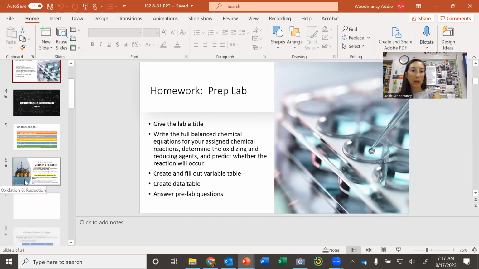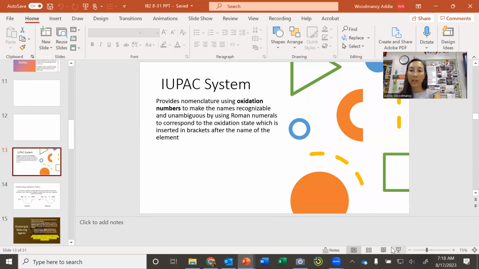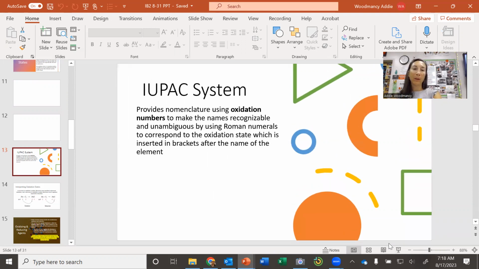So today we're going to pick up where we left off yesterday. We talked about oxidation state yesterday, and today we're going to talk about the IUPAC system. You will find this slide in your notes. You're already familiar with the IUPAC system, but what we do in this system is take the oxidation numbers that we determine, like I showed you yesterday, and whatever the oxidation number is, you replace that with a Roman numeral.